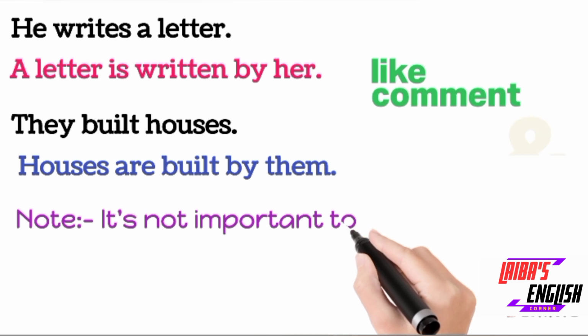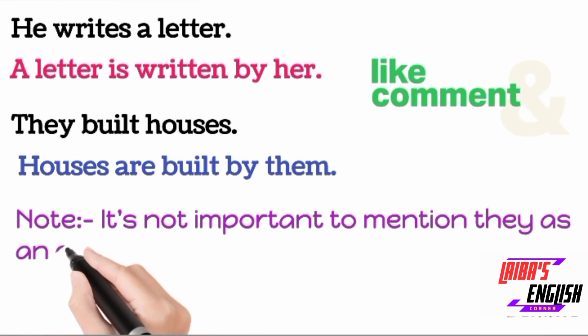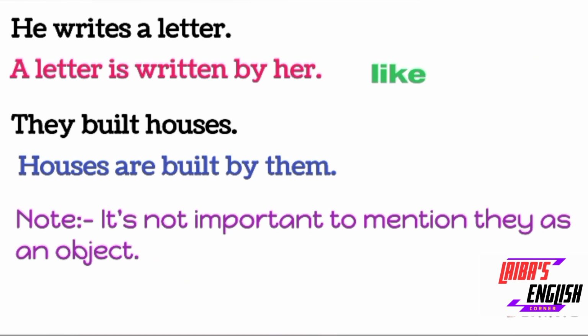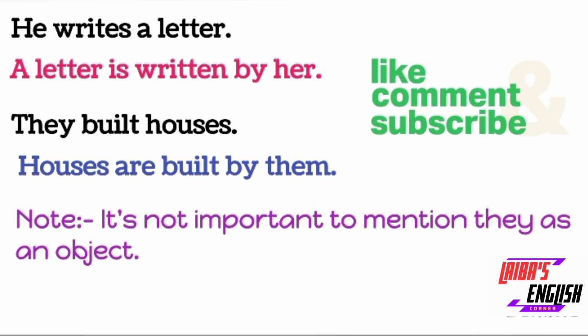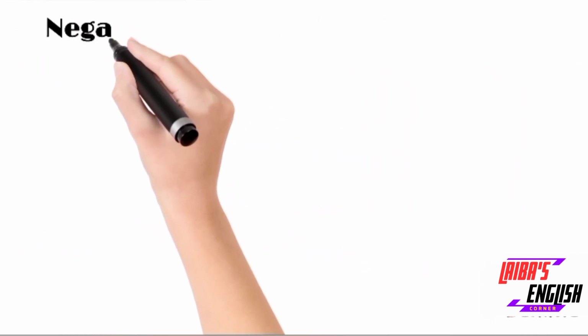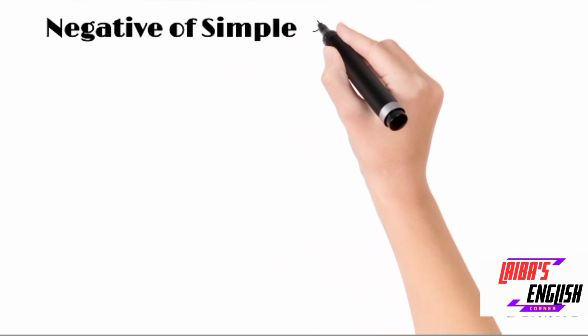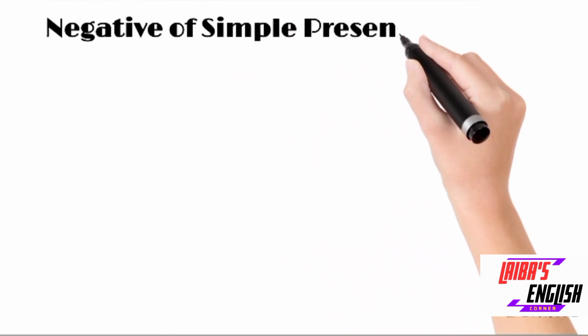Now, there is an important note. Remember that it's not important to mention they as an object. Whenever you are having the subject they, it's totally not important to mention that. For example, they build the houses, houses are built. That's enough. We don't need to mention by them. If you mention, it's okay, but usually people skip that.